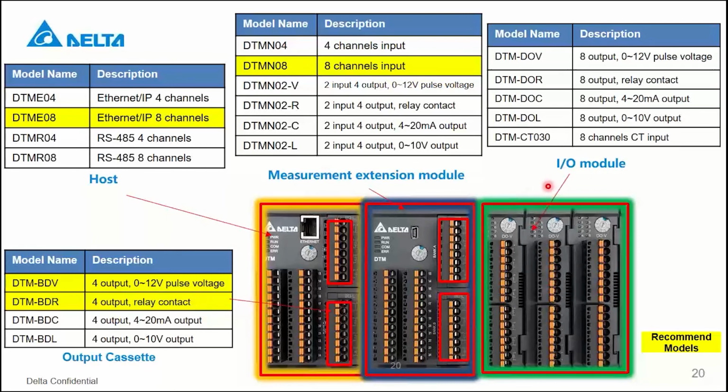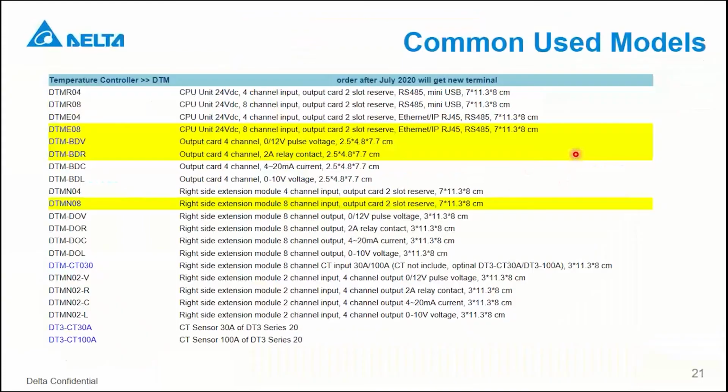And the last one is the I/O module. You can see this one has almost all the outputs, excluding the CT input. So these are all the model selections. And here I list some details, so you can have a reference. I will upload this presentation material to the website. You can check the details later.